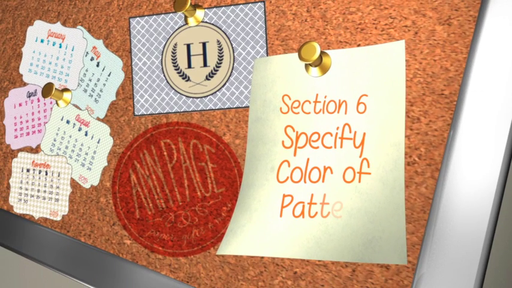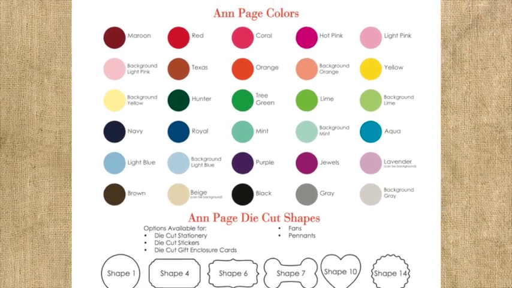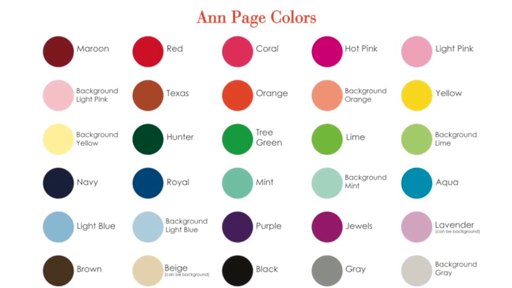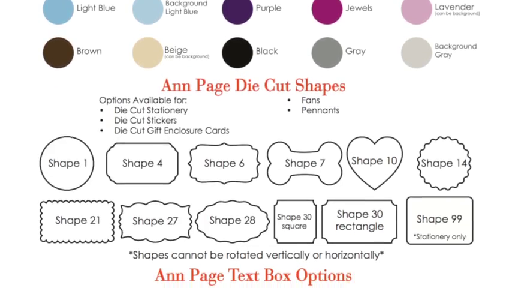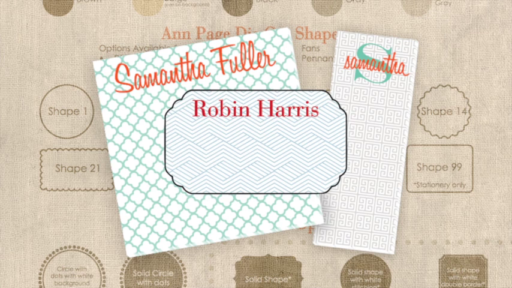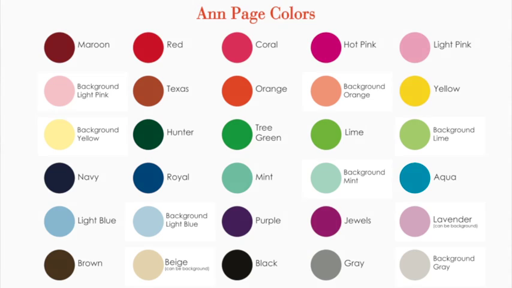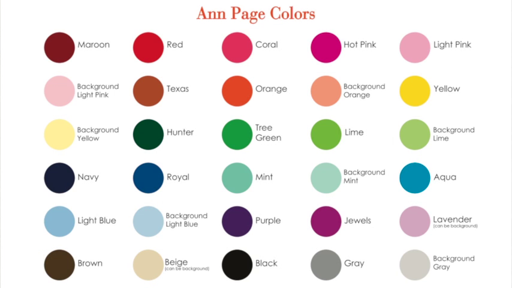Section 6. Specify color of pattern. Choose a color for the pattern from the available Ann Page color sheet on page 45 of the catalog. If an item is going to be written upon, for example, die-cut stationery, notepads, note sheets, or enclosure cards, you must choose a background color as indicated on the Ann Page color sheet. If an item is not going to be written upon, any available color may be chosen for the pattern.